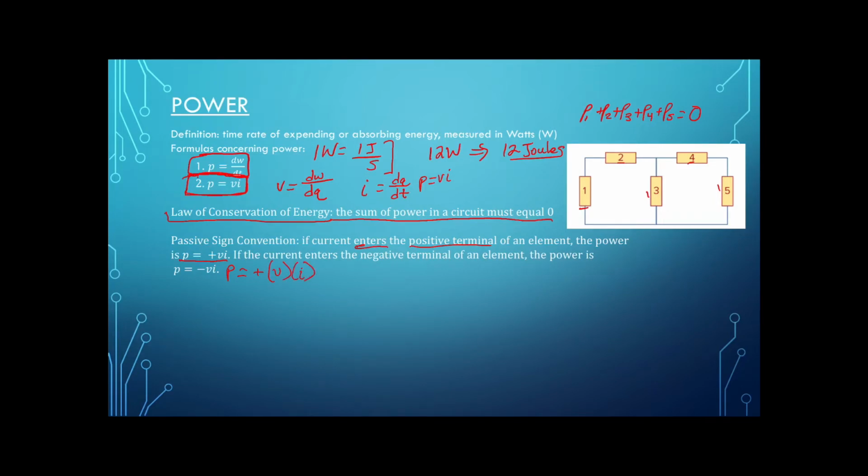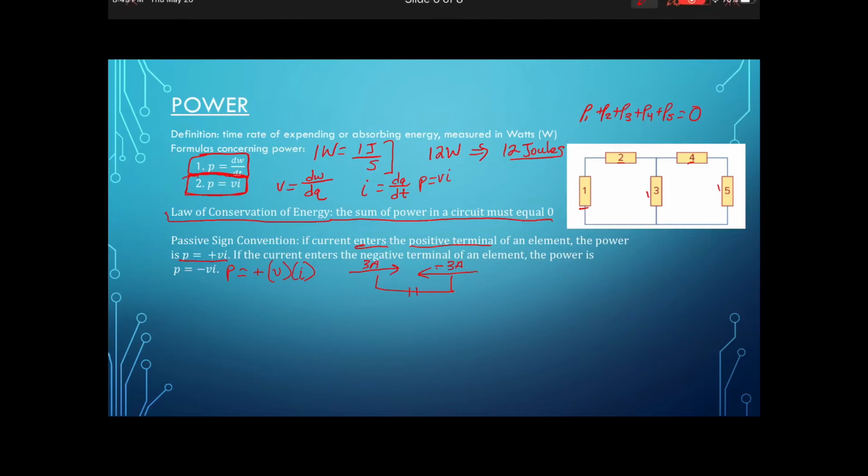Now, before we do a couple example problems, if we have current flowing this direction, and it is, let's say, 3 amps, it is the same as, say, a negative 3 amps flowing in the opposite direction. These two are equal. 3 amps in one direction is equivalent to negative 3 amps in the opposite direction. So you can always write the current entering the positive terminal.